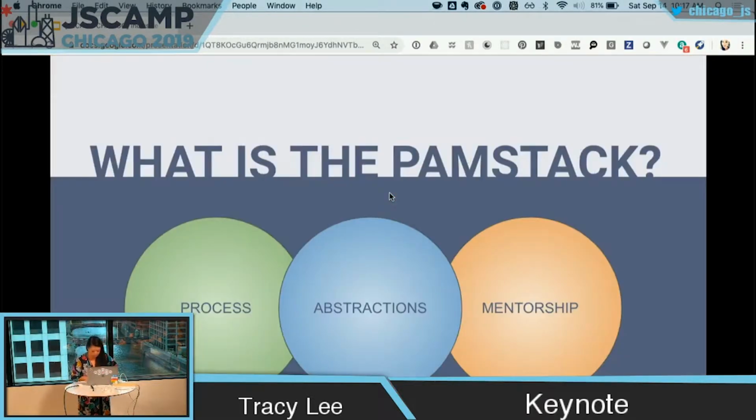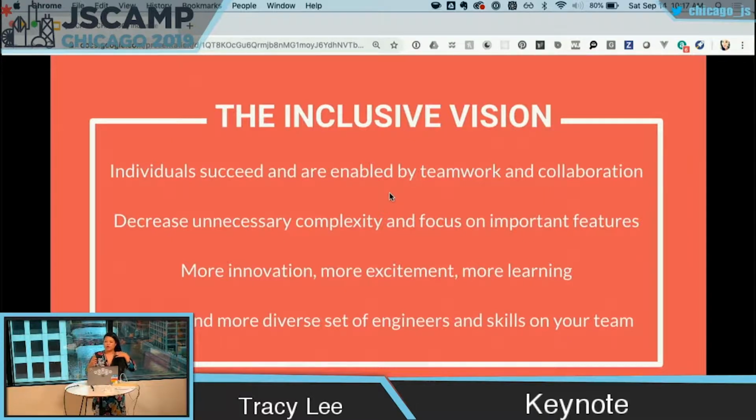Okay. So what could your project actually be with an inclusive vision? Well, if you have an inclusive vision and an inclusive architecture, that means individuals actually succeed through team collaboration, there's processes in place, there's mentorship, there's a great supportive culture, you decrease unnecessary complexity, right? And you can focus on building important features and simplifying your life using abstractions and tools and frameworks. And then there's more innovation, more excitement on your teams, and more teaching across skill levels because nobody's all stressed out anymore. And you get a wider and more diverse set of engineers, which means you can bring in juniors and mids, and your environment and your culture changes, which is awesome. That's all what we want.